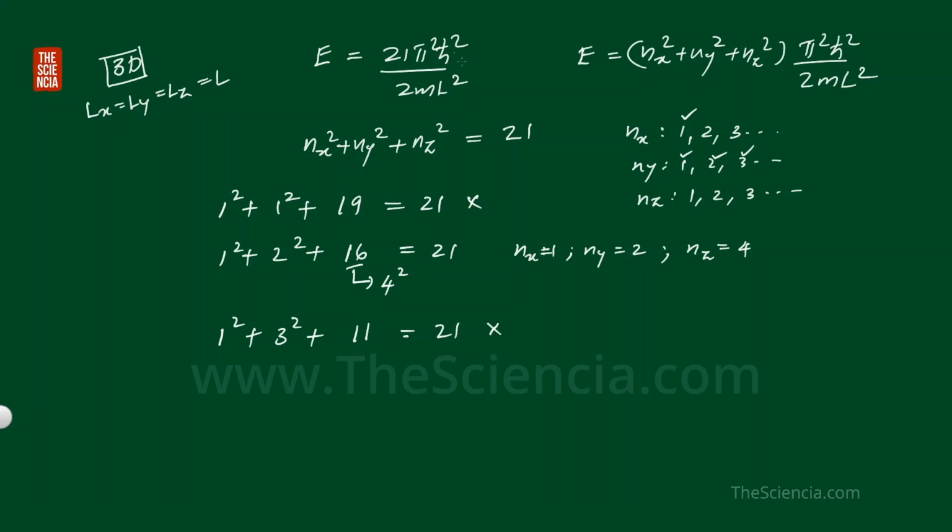Here you can take other combinations also, combinations of nx equal to 2, nx equal to 3 and nz 1, 2, 3 values. But this is the only possible combination where you will get energy equal to 21. And this corresponds to a state, that is psi 1 2 4, and its energy is 21 pi square h square by 2 m L square.